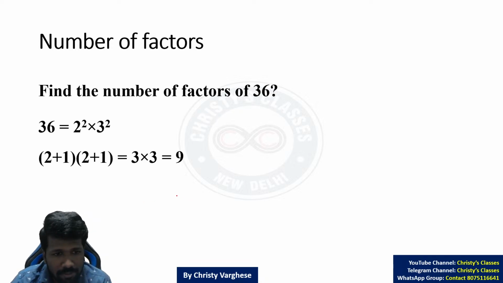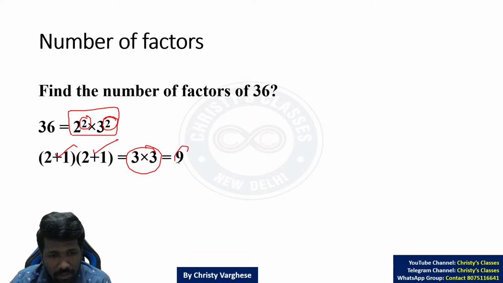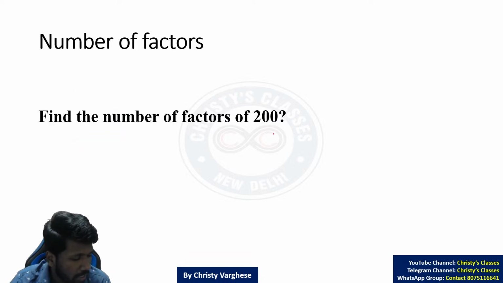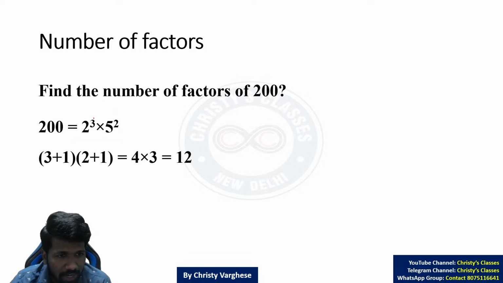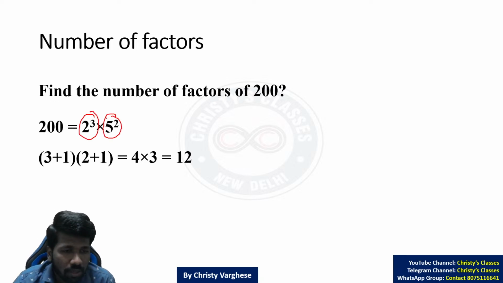Due to lack of time, I will start explaining. 36 can be written as 2 square into 3 square. So this 2 and this 2, add 1 to that. 2 plus 1, 2 plus 1. Multiply it. 3 into 3, 9. For 200, the prime factorization part I am leaving to you. 2 cube into 5 square. This 3 and this 2, you add 1 to that. 3 plus 1, 2 plus 1, multiply, you will get 12.